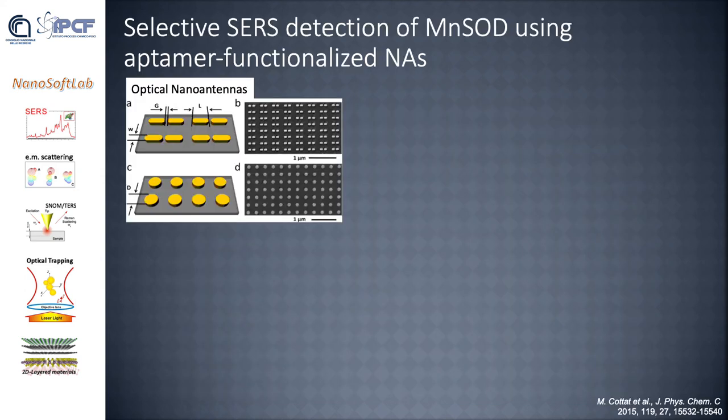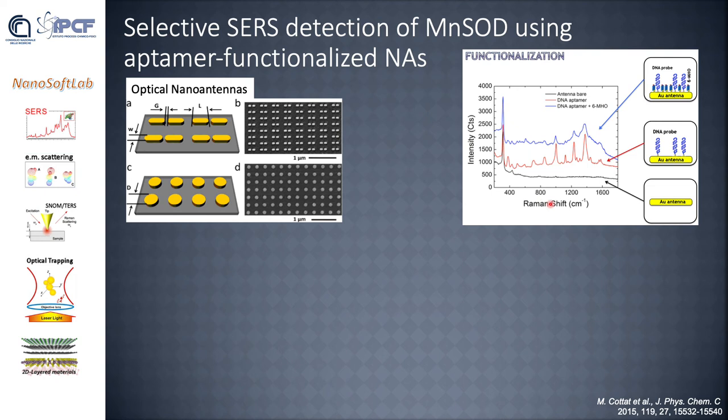An example is shown in this slide, in which we have used gold nanoantennas made by dimers or by cylinders that have been used to make a selective sensor for MnSOD. MnSOD is a protein and is a biomarker of cancer pathologies. As we see here, we have first the nanoantenna.